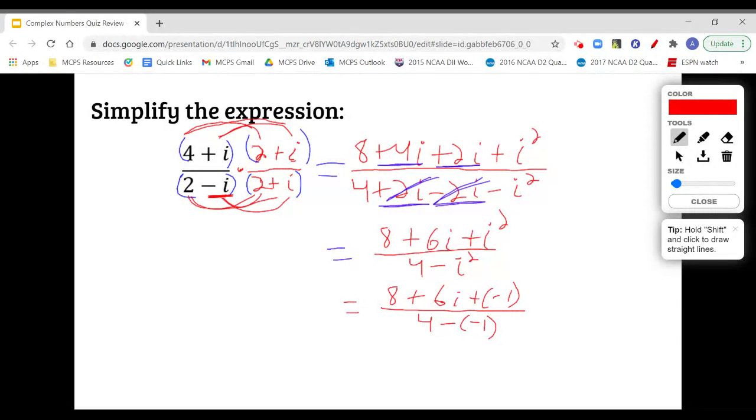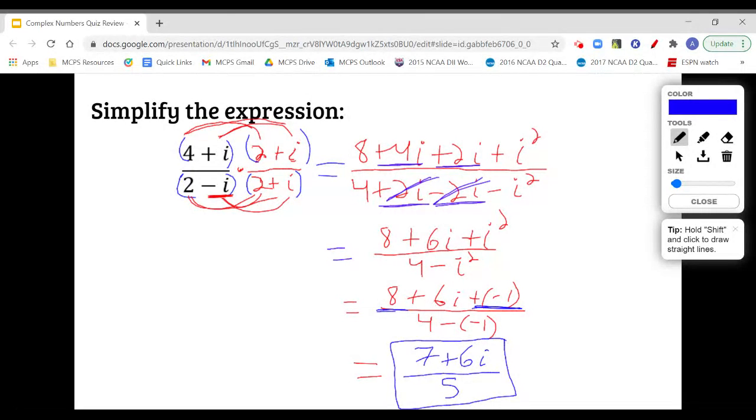Okay. And when I do that in the numerator, I now have like terms again. I have 8 and I have negative 1, right? I wrote it as plus a negative 1 just because that's how I tend to replace it. But again, plus a negative is the same as a subtraction. So this just reads as 8 minus 1, which is 7. So I have 7 plus 6I in the numerator. In the denominator, I have 4 minus negative 1, which comes out to 5. And this is as simplified as this is going to get, okay?